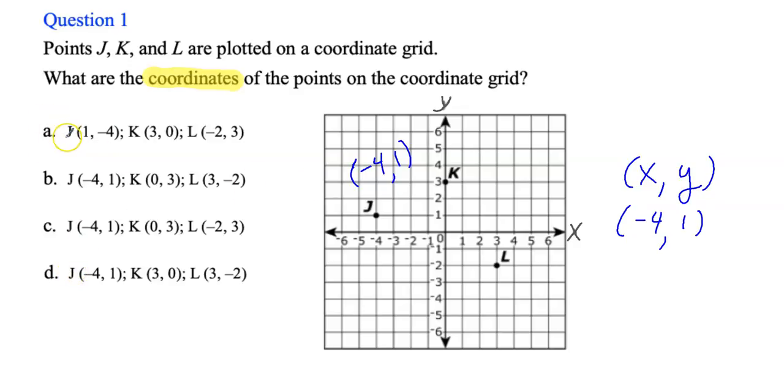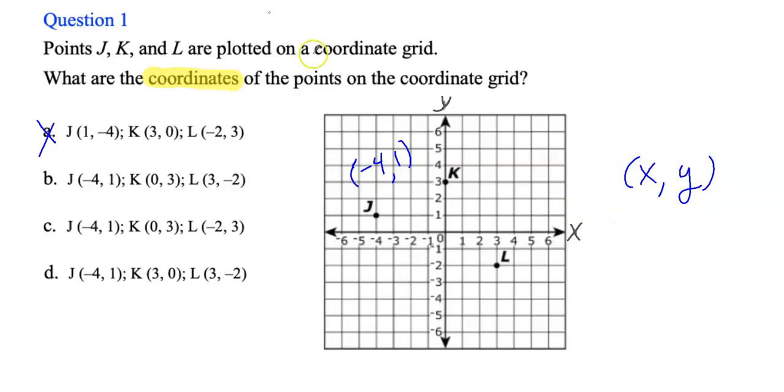Let's look at A. It says the coordinate of J is 1, comma, -4. That's backwards from this, so I can get rid of A. Let's look at B. It says the coordinate of J is -4, 1. That matches with this, and so does C and D. So I have to keep B, C, and D, but I got rid of A. So at this point, you can guess if you need to. There's nothing wrong with guessing. You have a better chance. Let's keep going.